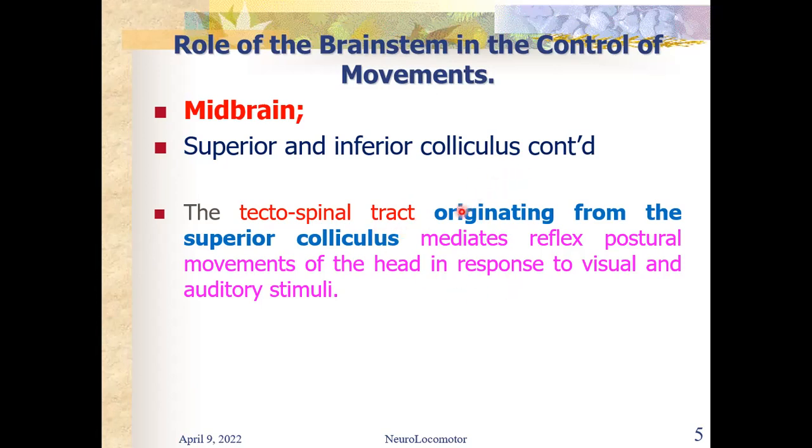So the tectospinal tract originating from the superior colliculus mediates reflex postural movement of the head in response to visual and auditory stimuli. Remember, the superior colliculus is a structure in the midbrain that integrates visual reflexes, if you can still remember when we looked at the visual pathway.